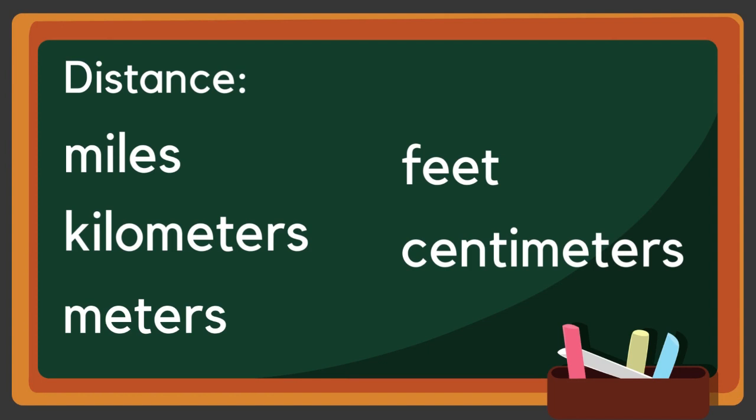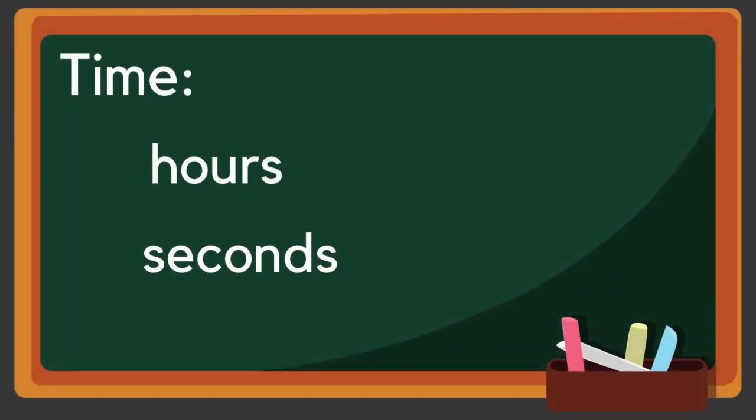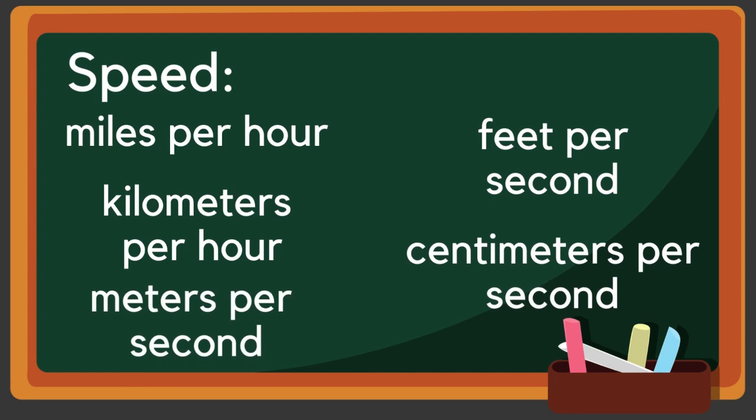On the first column of the table, you can see and read the units for distance: miles, kilometers, meters, feet, centimeters. On the second column of the table, you can see and read the units for time: hours and seconds. On the third column of the table, you can see the units for speed. And on the fourth column of the table, you can see and read the abbreviation. The unit for speed is miles per hour, and the abbreviation is mph.